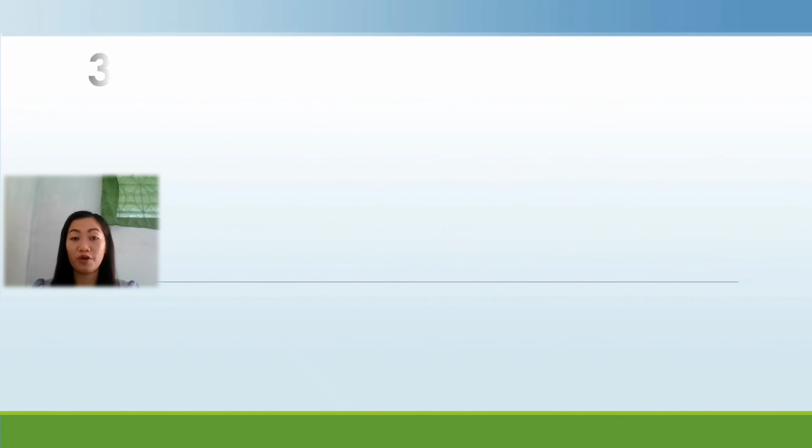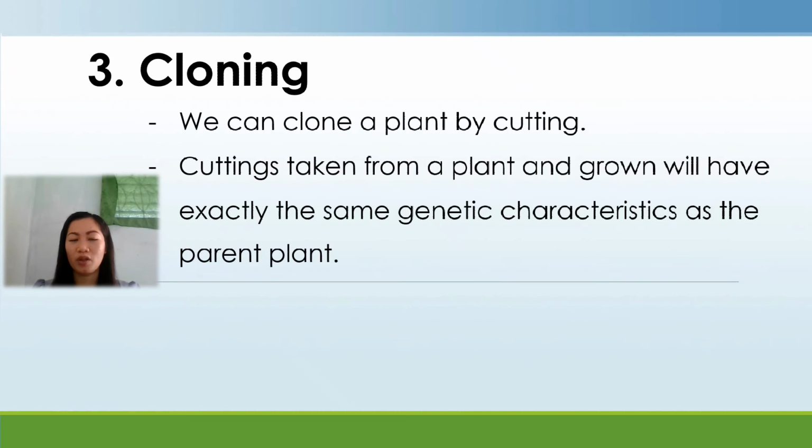So we have the third one, cloning. Cloning is a process wherein you clone a plant by cutting.